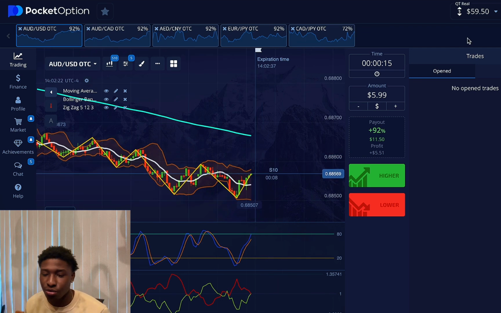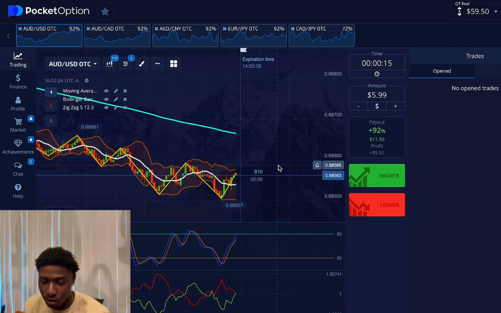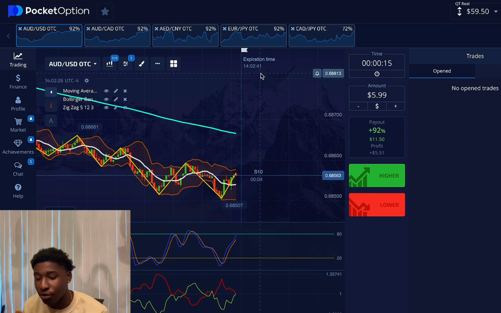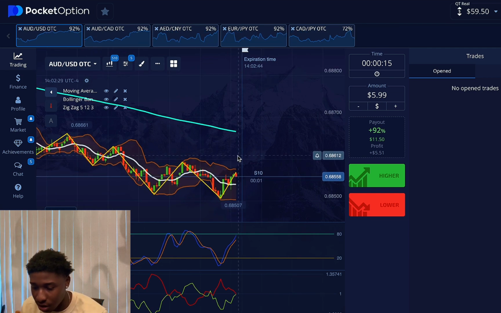I'm trying to get up to $100 so that I can withdraw, and so I can show you guys the withdrawal process. So let's get right into this trade.